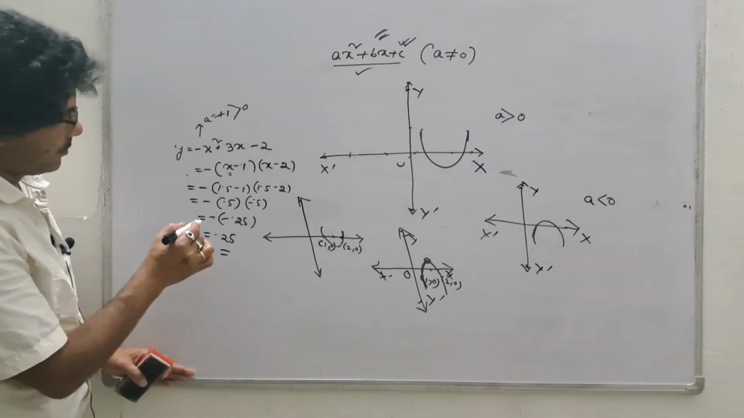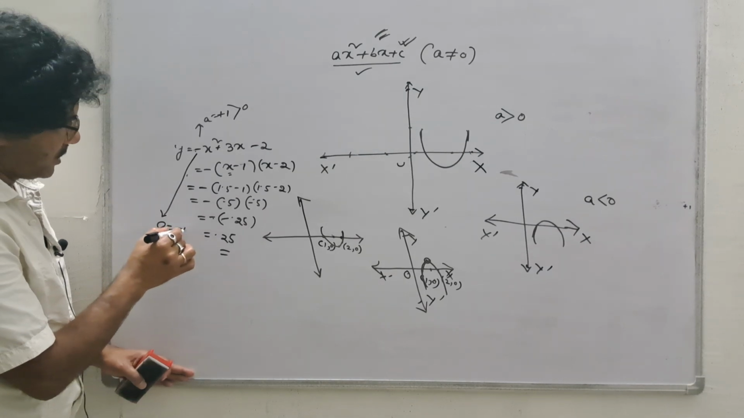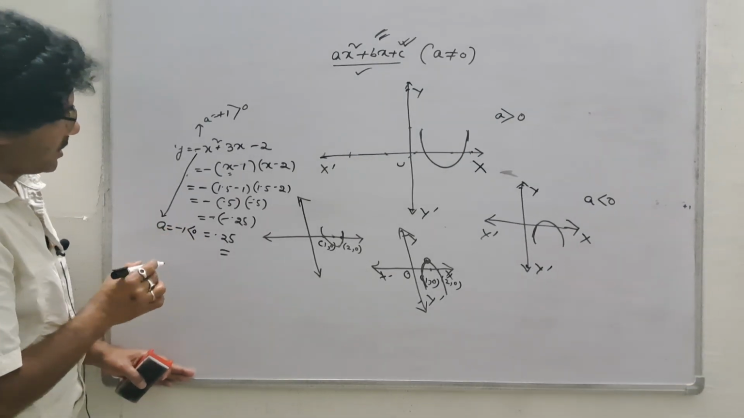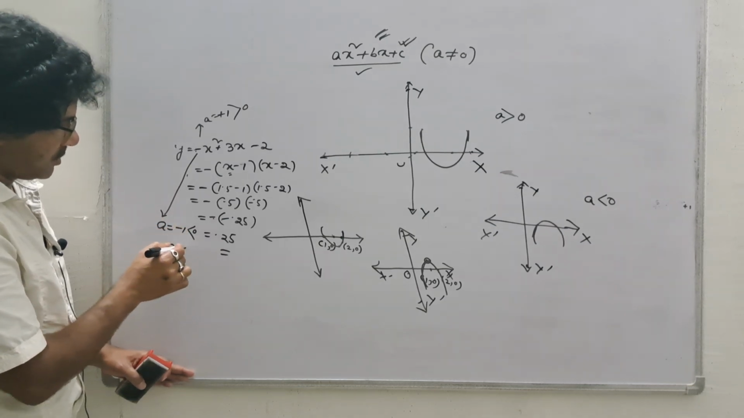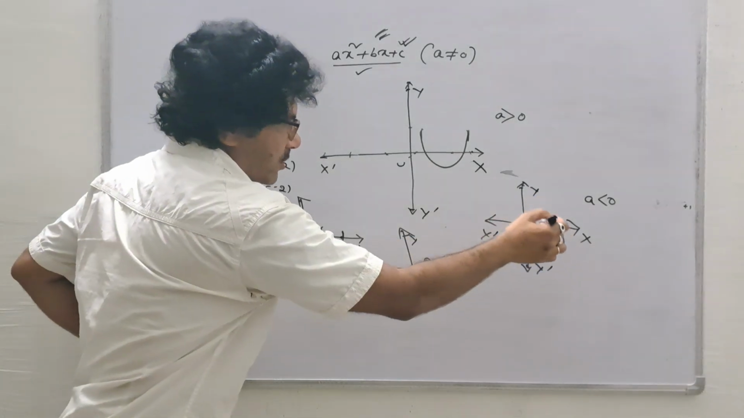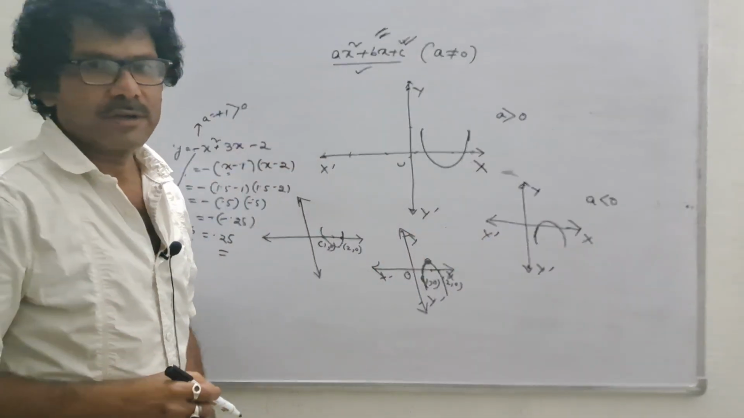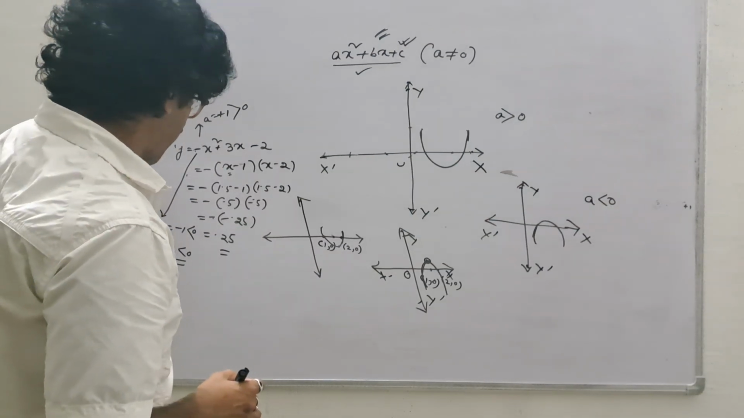Now, if a value is negative, that is, a value is minus 1, so less than 0, that is a is less than 0, then the parabola will be concave downward. So you have to remember this.